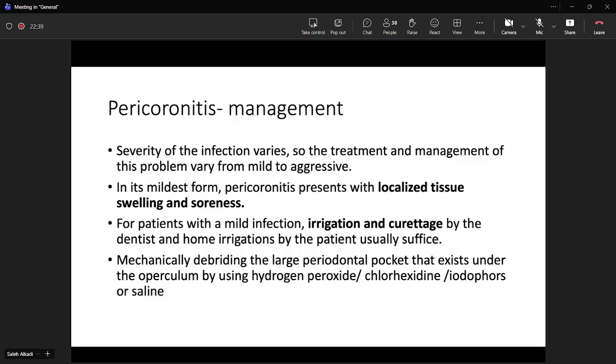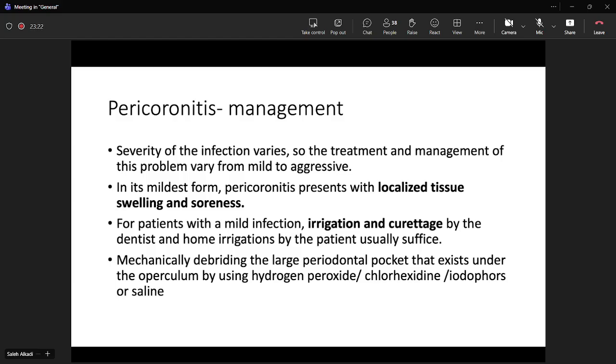operculum. You can flush the area with either hydrogen peroxide, chlorhexidine, which is antiseptic, iodophors, or just normal saline. All of them are effective. Hydrogen peroxide has a superior advantage here in that it not only flushes the area mechanically, but it can also liberate oxygen in that anaerobic environment. So this will change the anaerobic environment a bit, make it maybe more aerobic. So that will affect the anaerobic bacteria in that area.